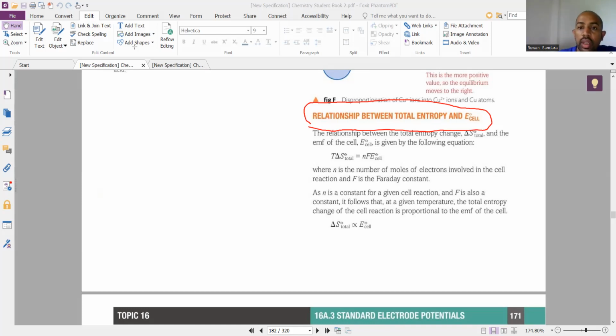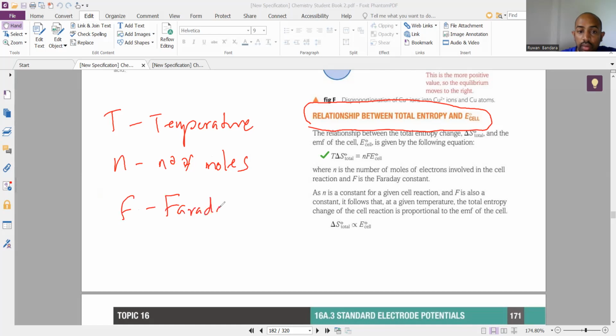Therefore, they have introduced a new relationship: temperature into delta S total is equal to N F E naught cell, right? T stands for temperature, and N stands for number of moles. Then F is Faraday's constant, and S total and E naught cell, you know, right?